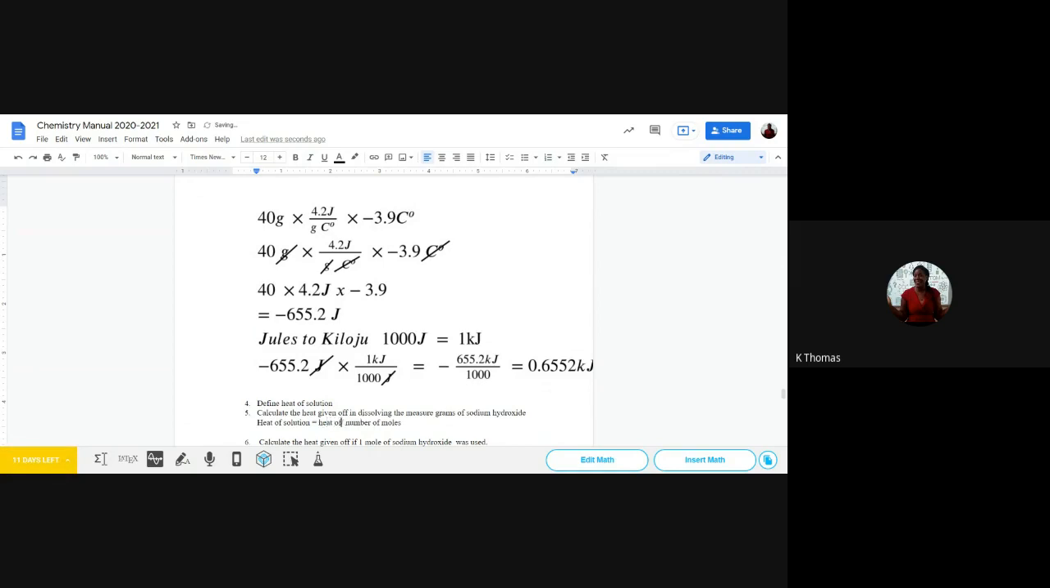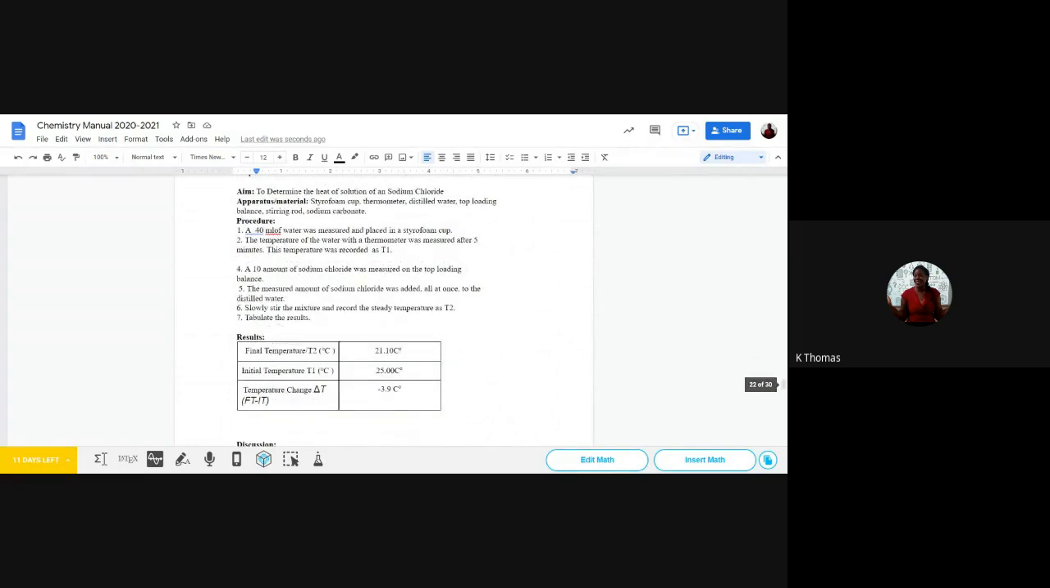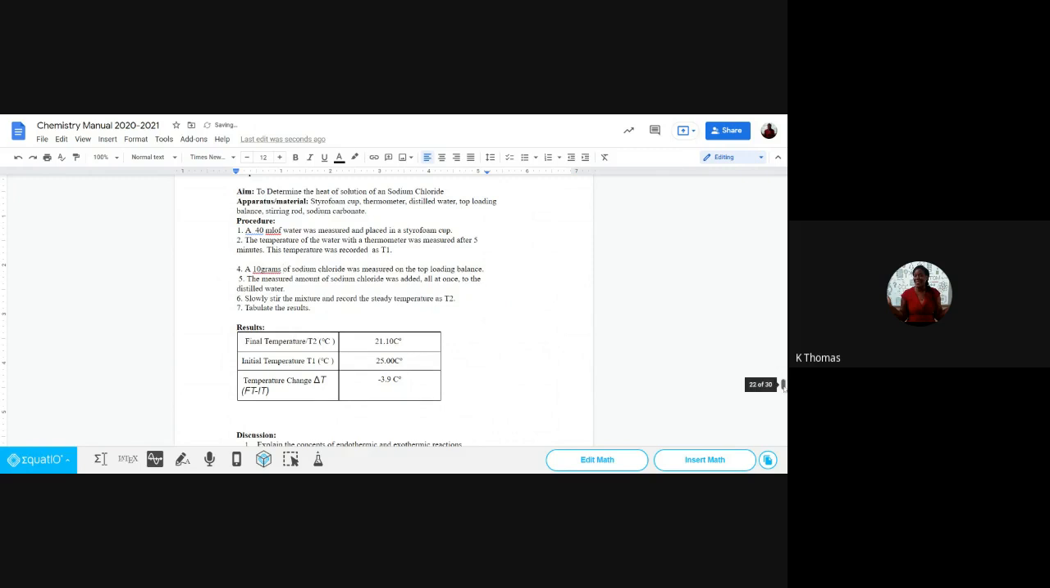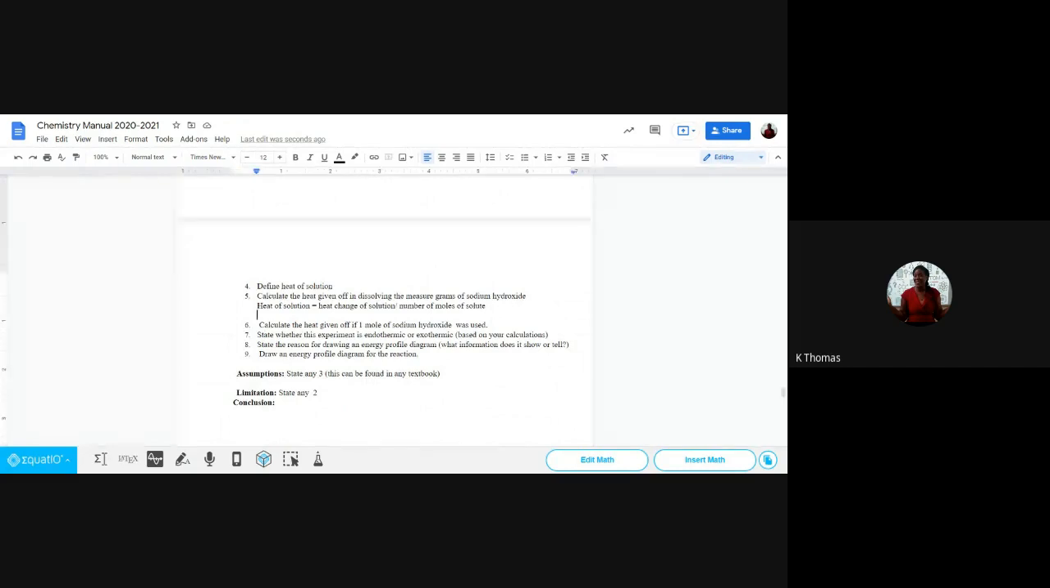Heat change of solution divided by the number of moles of solute. What is my solute? Well, my solute that I used was sodium chloride, and I used 10 grams of it. 10 grams of sodium chloride was used. How do we move from grams to moles? Once again, this is easy, and we just apply our conversion factor, which I won't be doing, but I want you guys to do it.